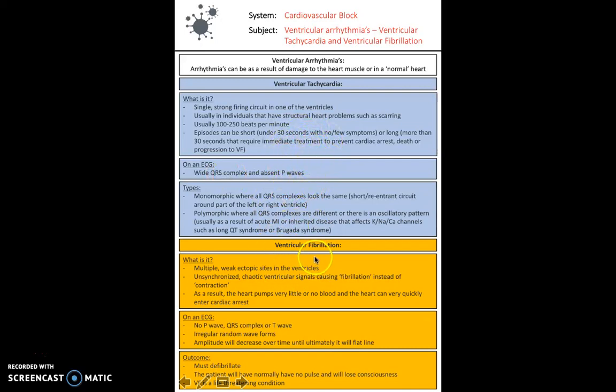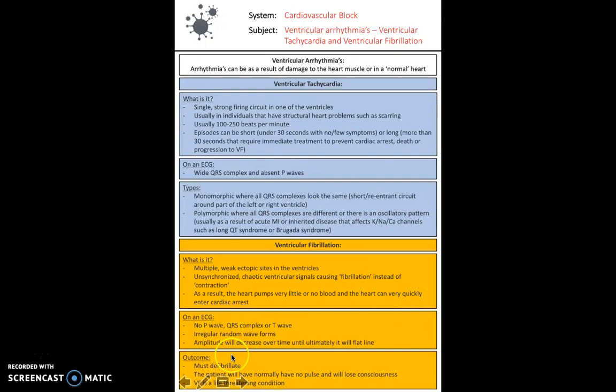In terms of ventricular fibrillation, this essentially is multiple weak ectopic sites within the ventricles. It causes unsynchronized chaotic ventricular signals, which causes fibrillation instead of contraction. So your normal ventricles should contract and push blood into either the aorta or the pulmonary trunk to the lungs. In the case of ventricular fibrillation, this isn't happening, and therefore very little or no blood is pumping out to the lungs and the body, and the heart can therefore quickly enter cardiac arrest.